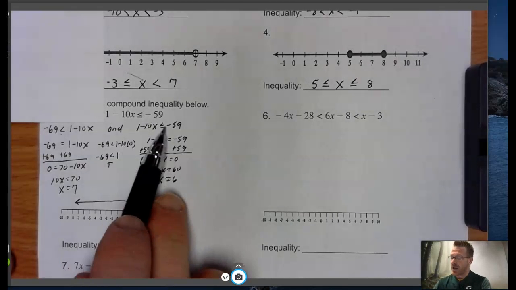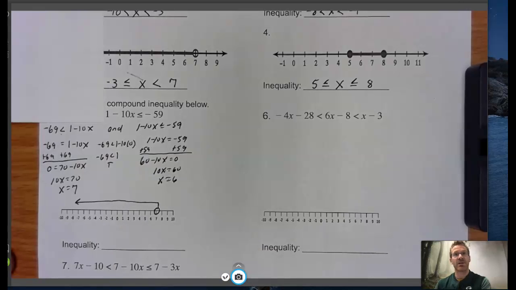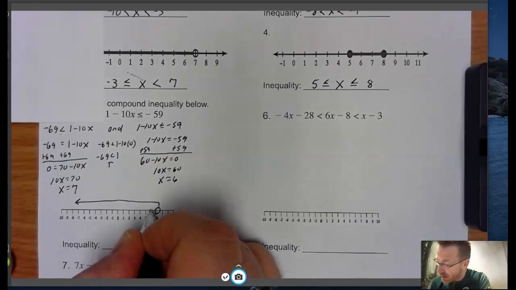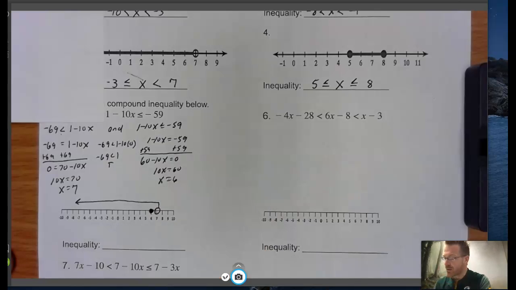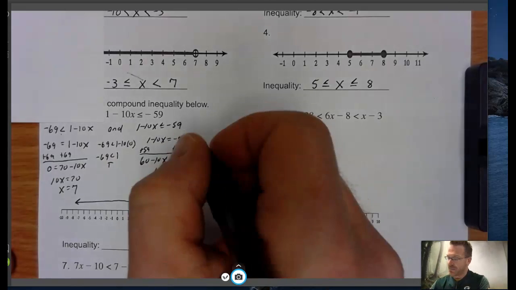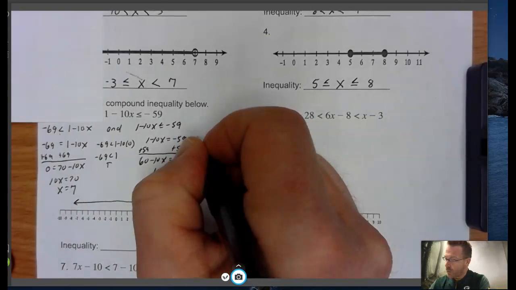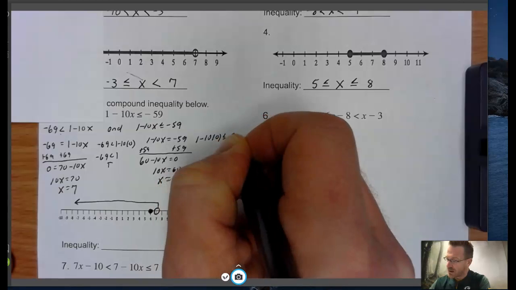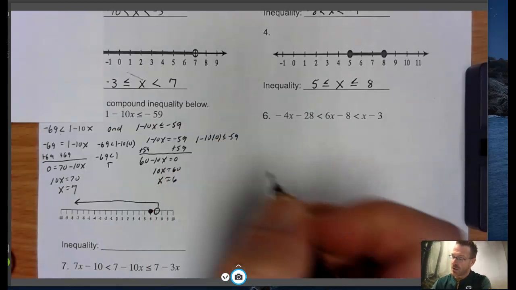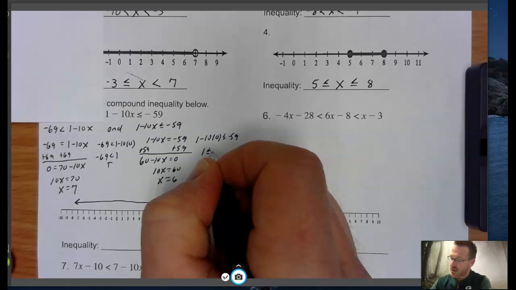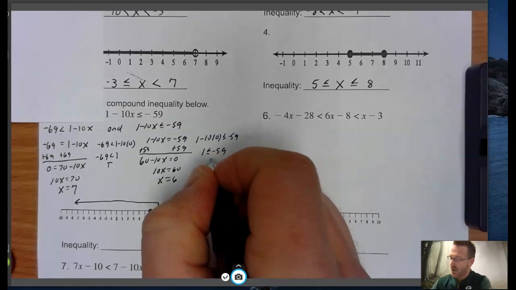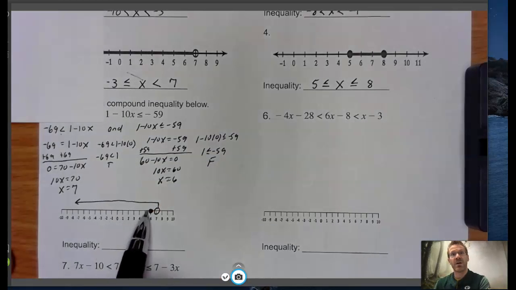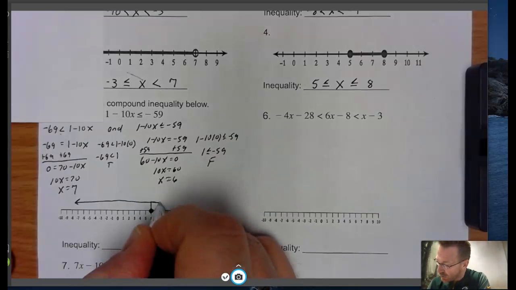And we know it's going to have a solid dot because we have a less than or equal to up here. So we're going to get a solid dot on our anchor there. And then once again, let's test 0 and see what result we get. So I'm going to have 1 minus 10 times 0 is less than or equal to -59. So 10 times 0 is 0, so I'm left with 1 is less than or equal to -59. And that is a false statement. So 0 is to the left, and everything to the left of 6 is false, which means I want to shade to the right.